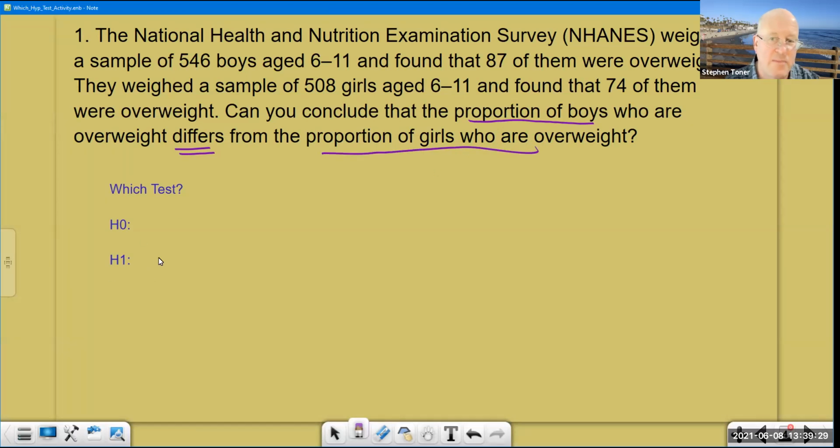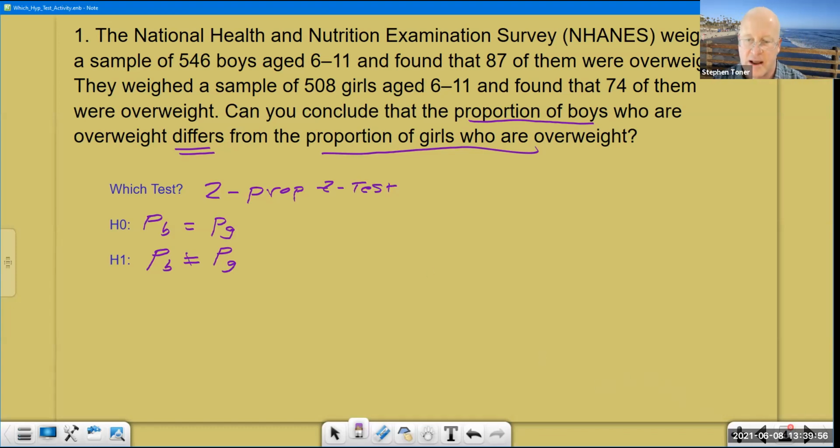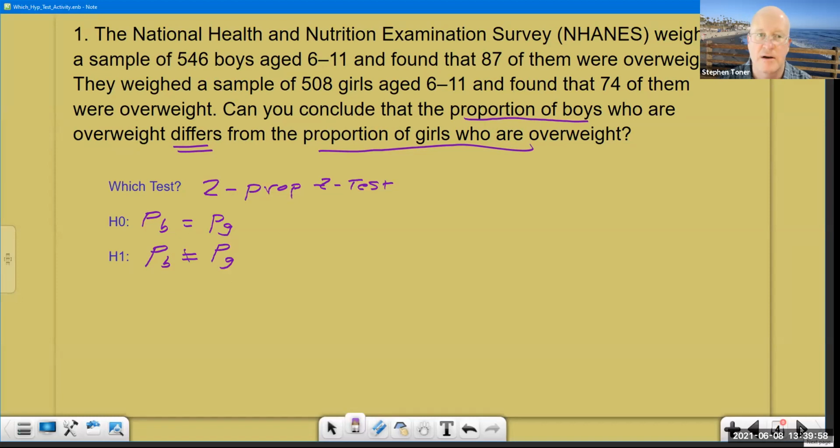So right off the bat, your alternate hypothesis: the proportion of boys differs from the proportion of girls. And your null hypothesis would be the proportion of boys equals the proportion of girls. And this is a two proportion z-test. Okay, so that's what we're going to be doing going through these problems. Now that you've got your feet wet, let's keep on going.